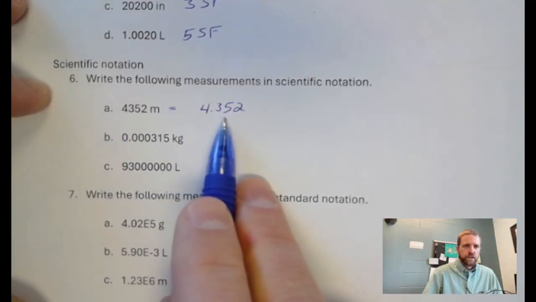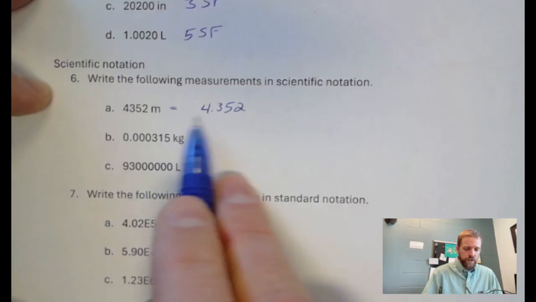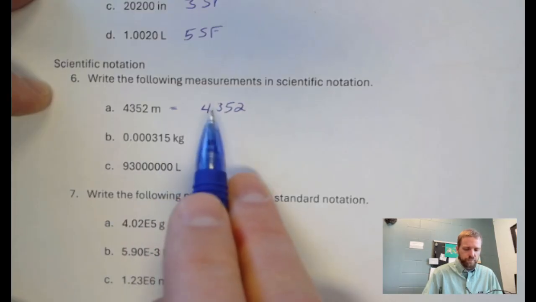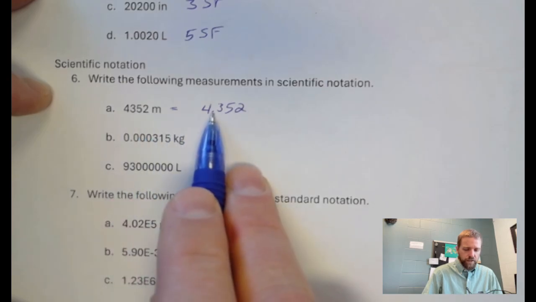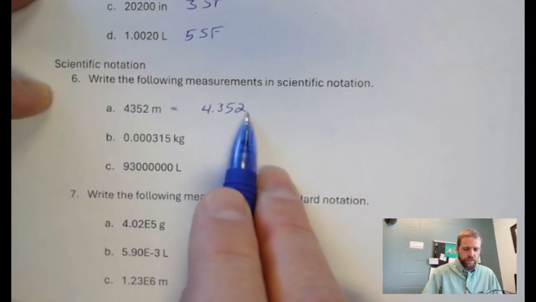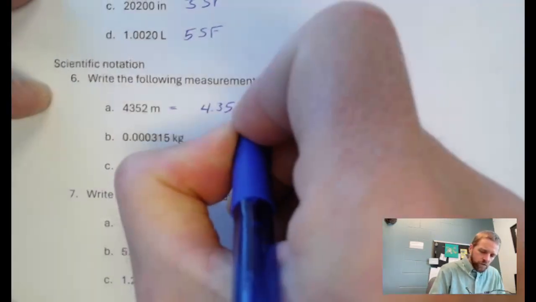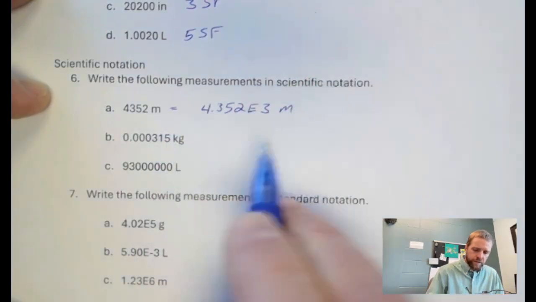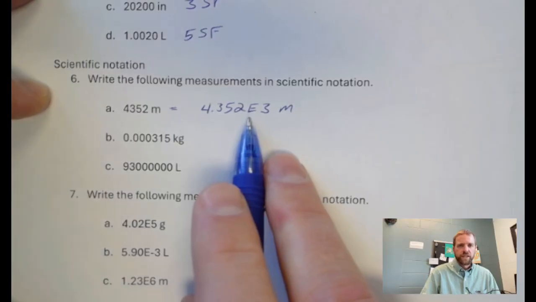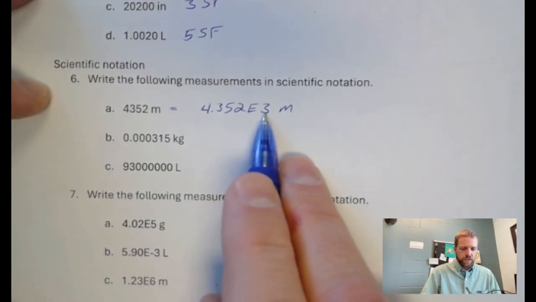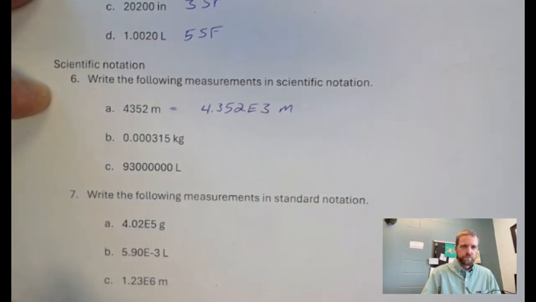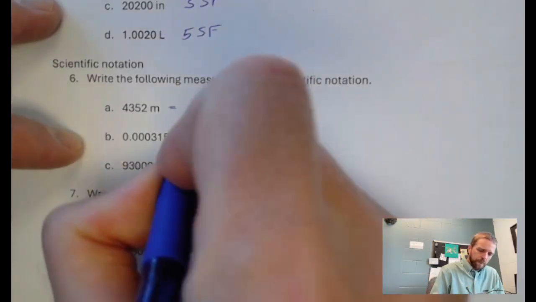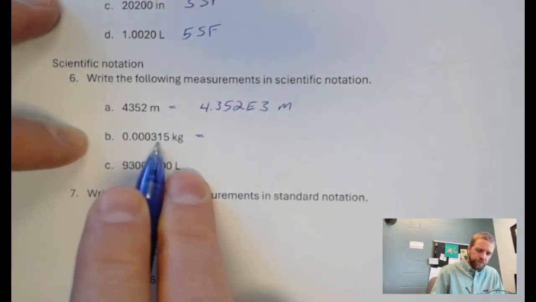And the question is, how do I get the decimal back to where it started? Okay, so when I look at this, what do I need to multiply this by to get 4,352? Well, I need to multiply it by 1, 2, 3, which is 1,000, or E3 meters, right? So remember, the E says times 10 raised to the 3rd power. So this tells me I would take the decimal and move it 1, 2, 3 spaces to the right to get this.